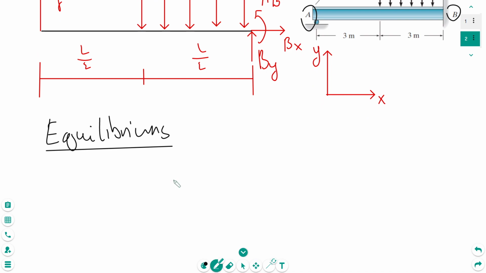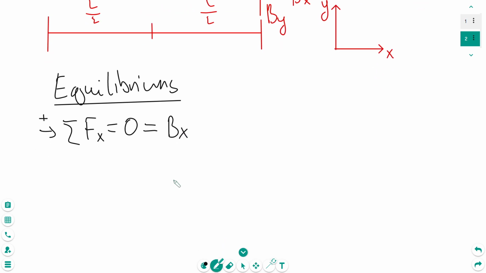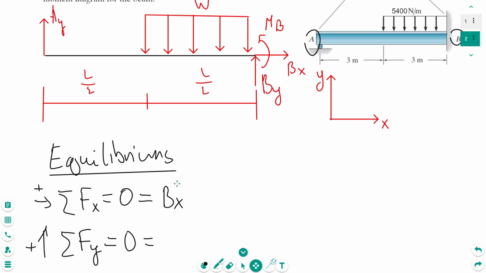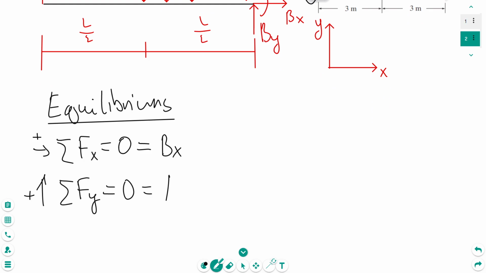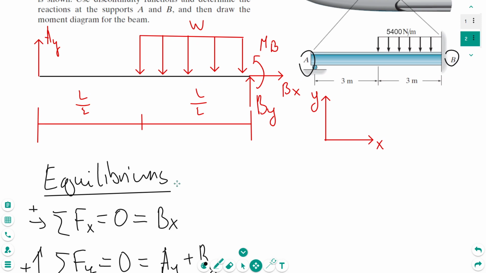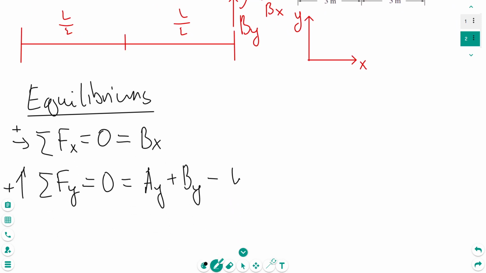We can first start with the easy one, and that can be the force equilibrium for the forces in the x direction. We know that to be equal to 0, and the only contributing force is BX, and therefore we know BX is equal to 0. We can also write the force equilibrium in y, positive upwards, equal to 0. And we know that that equals AY plus BY minus the contribution of this distributed force, which is just W times the length that it acts on, which is L over 2.